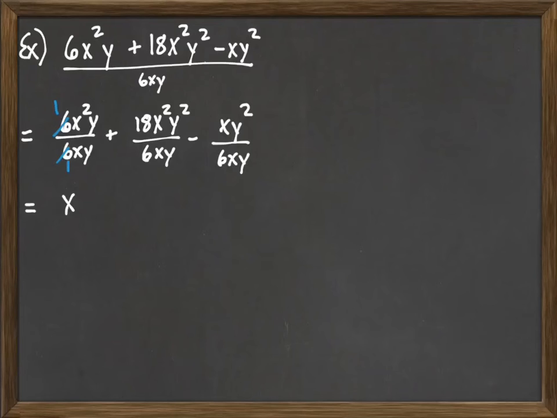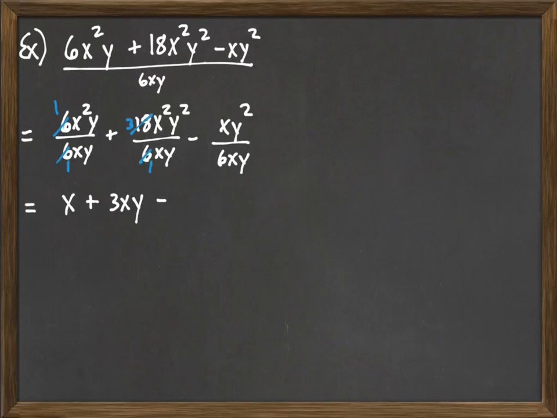Now we move to our second fraction there. 18x squared y squared over 6xy. So we can divide the 6 into the 18, which would just leave me with a 3. So I can say plus 3. And then I have x squared over x. 2 minus 1 leaves me with an x to the first. y squared over y. 2 minus 1 again leaves me with a y to the first. So that becomes 3xy.